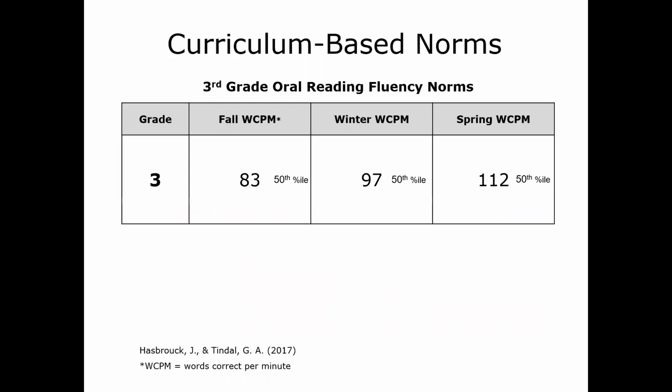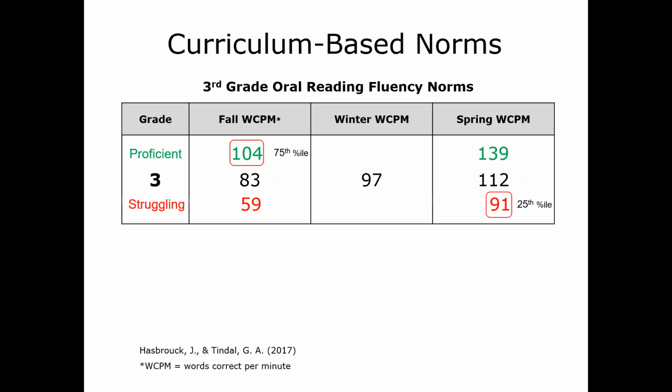So let's take an example to explain this. In the fall of the year, 75th percentile third graders come in reading about 104 words. Their struggling readers at the 25th percentile come in at 59. They exit at only 91 words. So they're not even where their 75th percentile peers were at the start of the year.